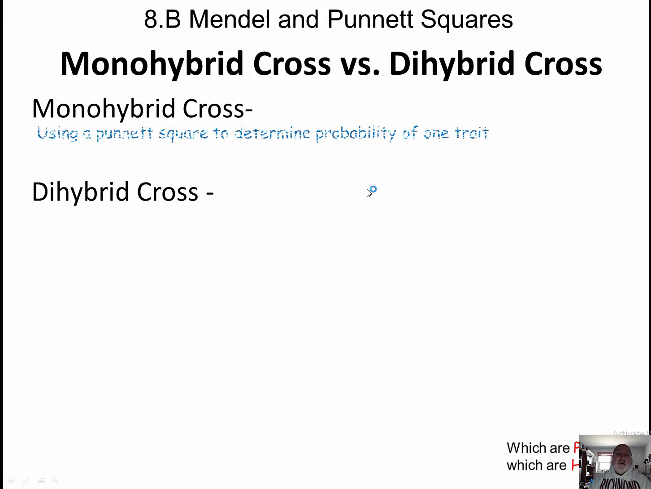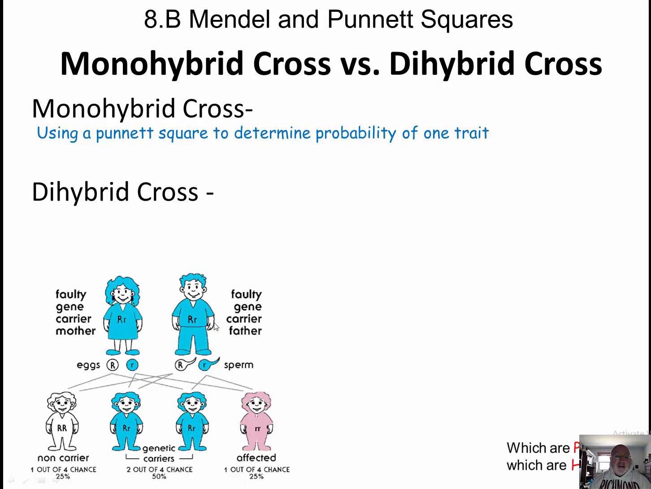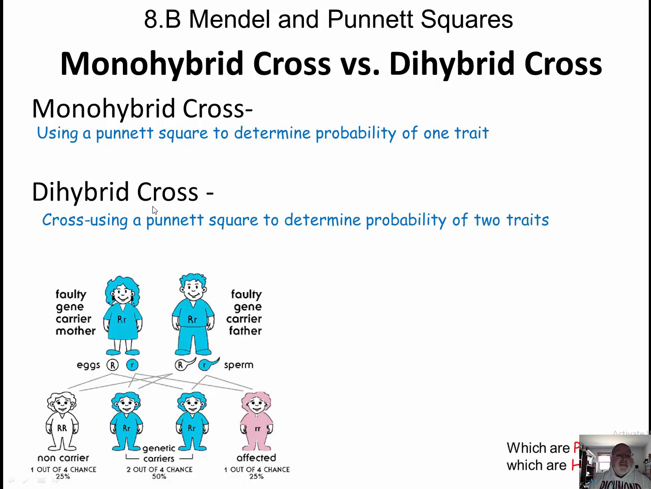Monohybrid versus dihybrid cross. Monohybrids are when we look at one trait, like color, size, shape. This is an example of that. We're looking at one trait. The carrier has to have the recessive, which is the damaged gene. But a dihybrid cross is actually looking at 2 traits. There are trihybrid crosses, which are 3 traits.